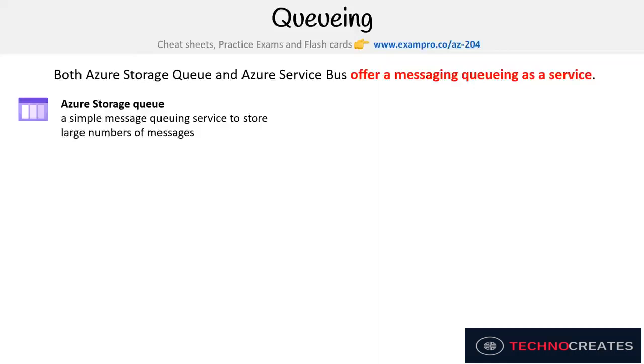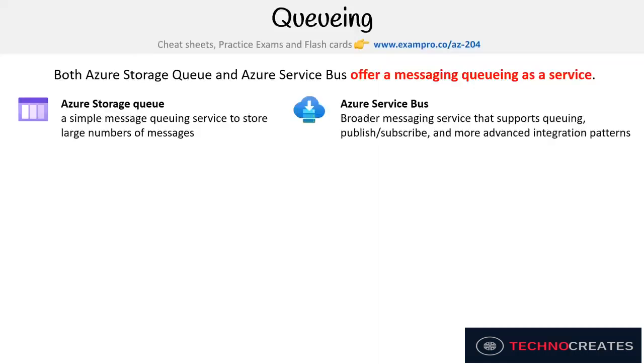So we have Azure Storage Queue. This is a simple message queuing service to store large numbers of messages. Then you have Azure Service Bus. This is a broader messaging service that supports queuing, pub/sub, and more advanced integration patterns. So let's talk about the storage queue side of it. This can handle millions of messages. There's no guarantee of the order of messages.